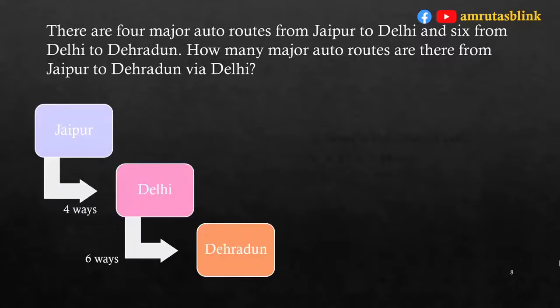From Jaipur to Delhi, there are 4 ways possible. From Delhi to Dehradun, there are 6 ways possible. So ultimately, from Jaipur to Dehradun, 4 into 6, that is 24 ways are possible. The problem is a bit bigger to understand, but the solution is extremely simple if you understand the problem well.